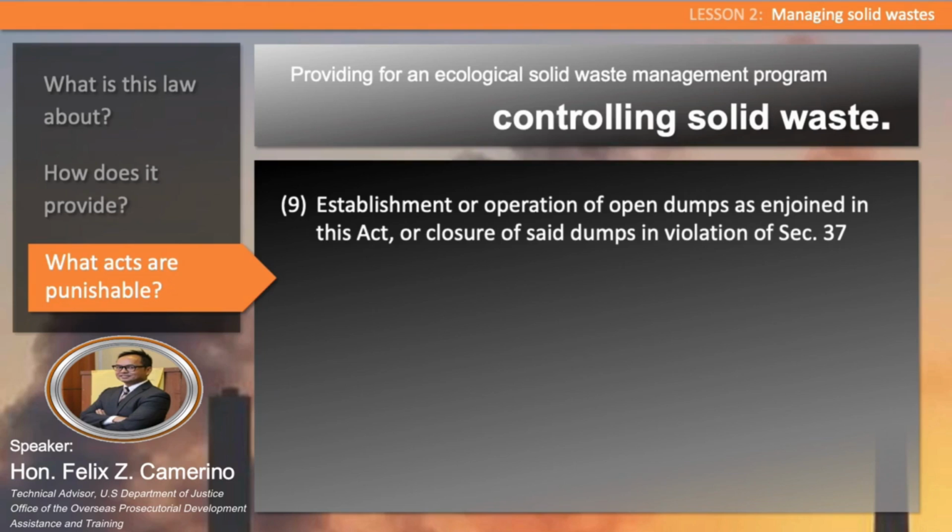The second part is a little easier because it's not referring to the entire law. It's referring specifically to a section, which is good. And for that second part, instead of establishing and operating, the act is closing. It's the closure of said dumps. So that's pretty clear. But again, it makes reference to a section in the law where we would find the specific words saying that this is not allowed. It's a violation.